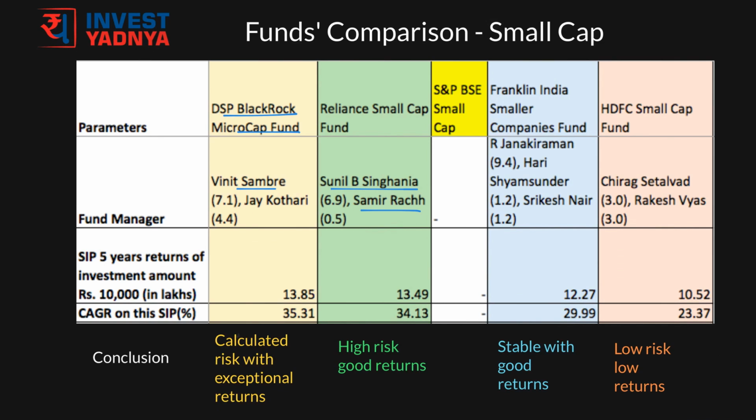Franklin India Smaller Companies Fund is handled by R. Janki Raman, Hari Sham Sundar and Shrikesh Nair. R. Janki Raman has been a part of the team since 2008 and has been leading the fund since February 2011. He is a BE and an MBA from IIM Bangalore. He also manages Franklin India Prima Fund and Prima Plus Fund. Prima Fund is a mid-cap fund and has around 5,500 crores worth of assets under management, while Prima Plus Fund is a multi-cap fund and has around 11,000 crores worth of assets under management. Both these funds are top-performing funds in the long term. R. Janki Raman is assisted by Hari Sham Sundar since 2016. Hari has been a part of the fund house since 2009.